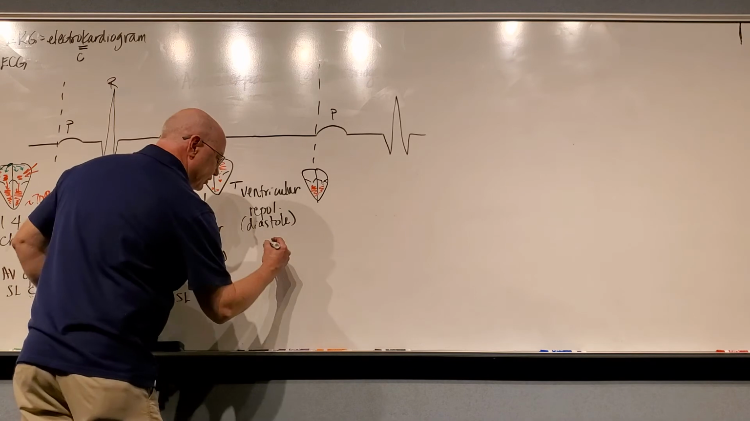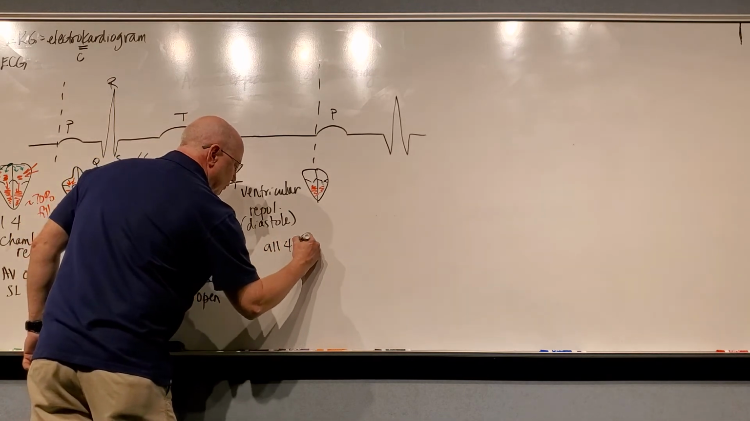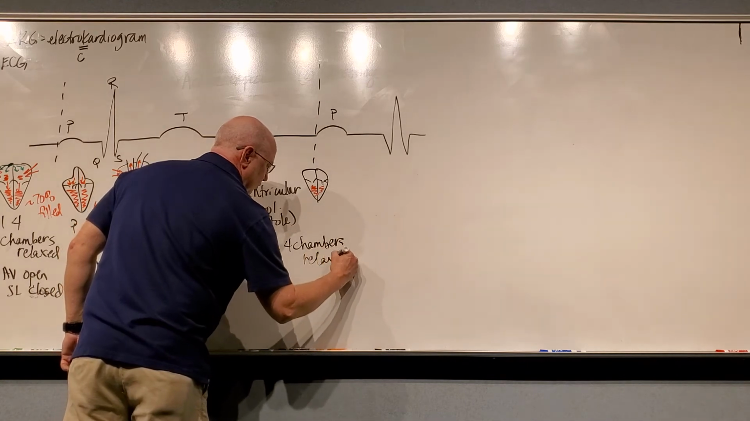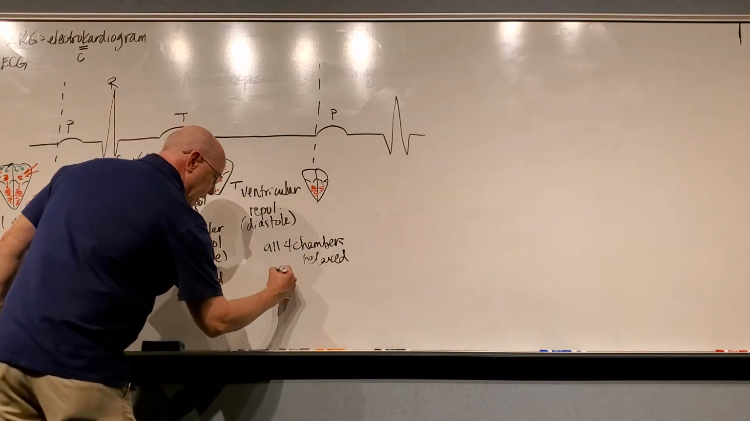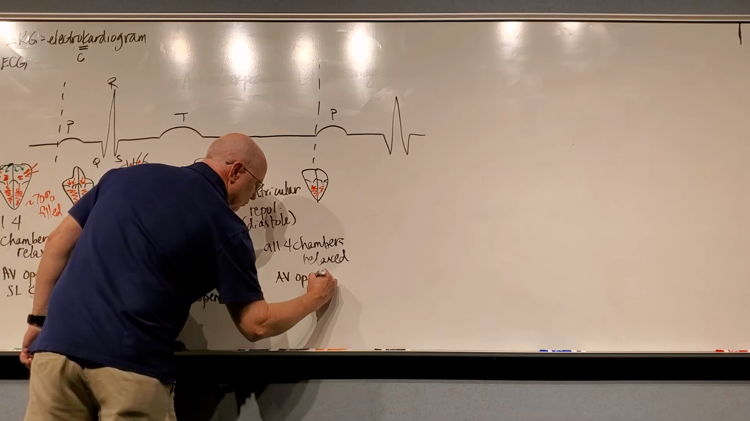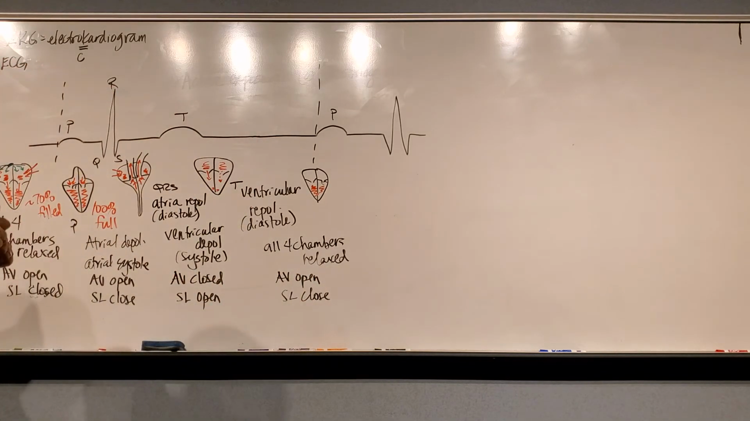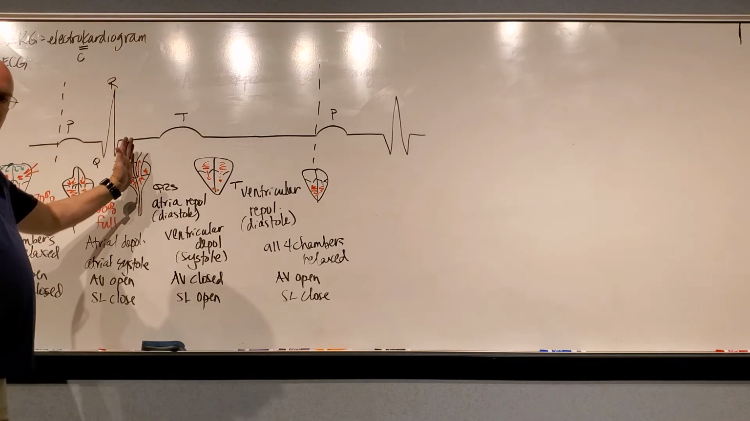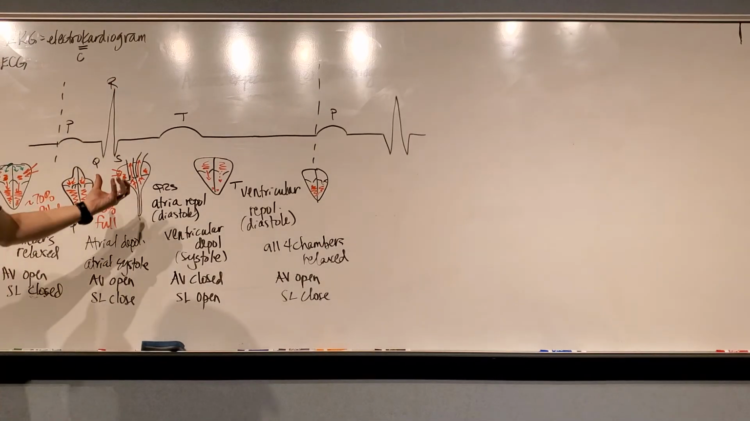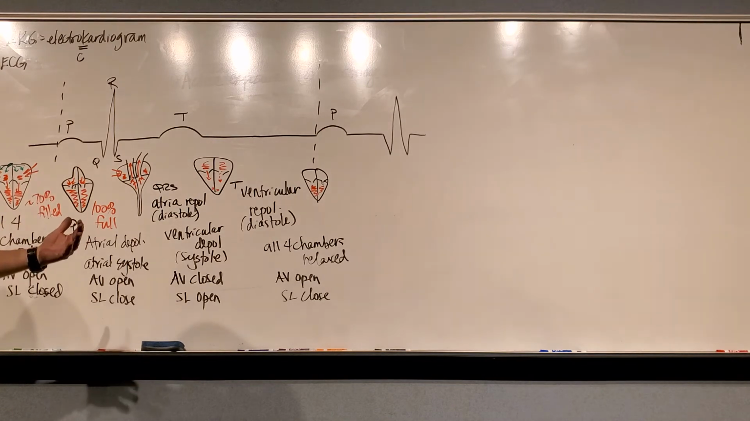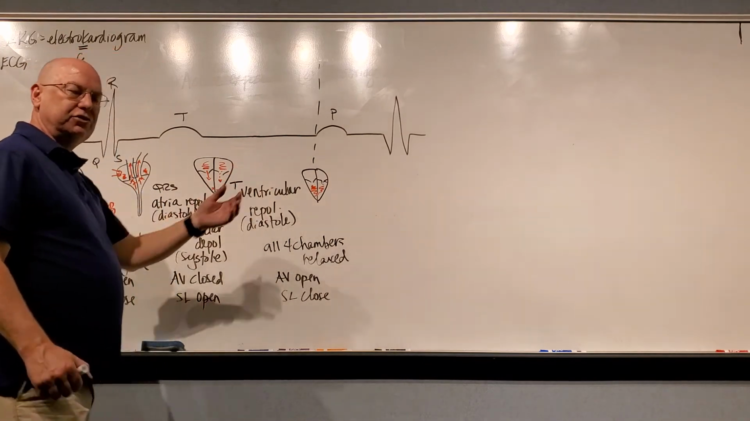And something to note here is we're back in all 4 chambers relaxed. The AV valves open and the semilunar valves close again. The reason the semilunar valves are closed is I don't want blood falling backwards from the great vessels into the ventricles. I never want the backward flow of blood, which is called regurgitation. That would be a bad thing. Once we get to the next P wave, it all starts over again.